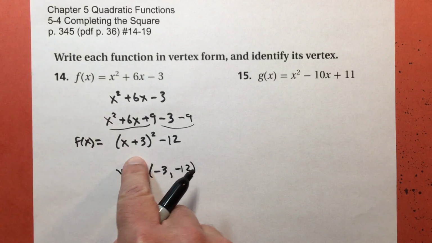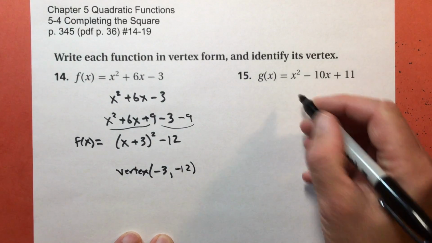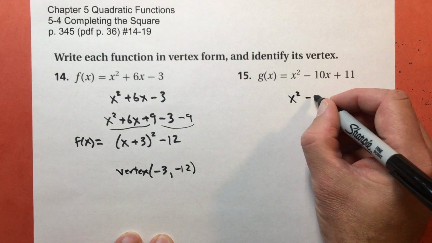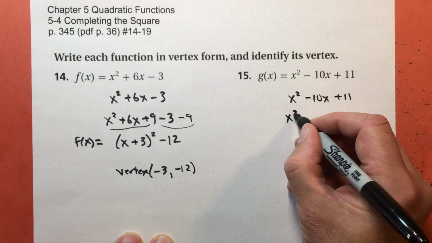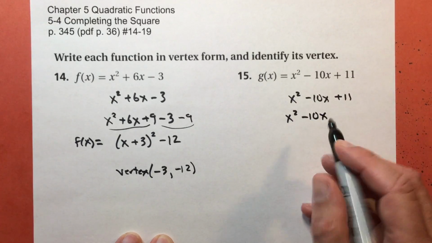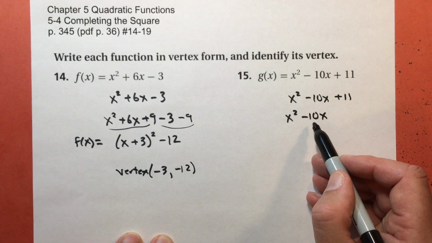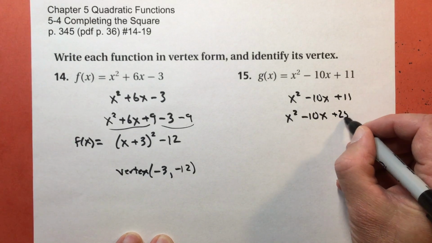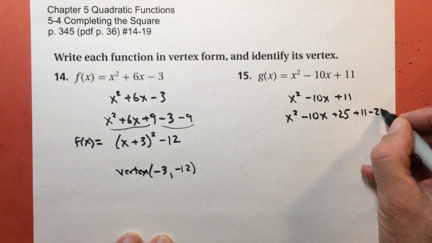While you're still thinking about that one, let's do this one quickly so you can see if we're doing the same thing. So I only got x squared subtract 10x plus 11. Negative 10 divided by 2 is negative 5. Negative 5 squared is 25. Then I'm going to do 11 subtract 25.